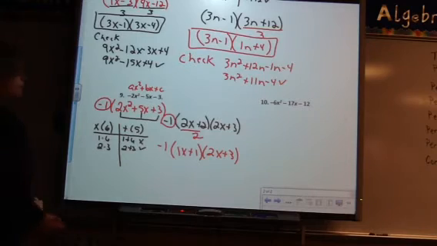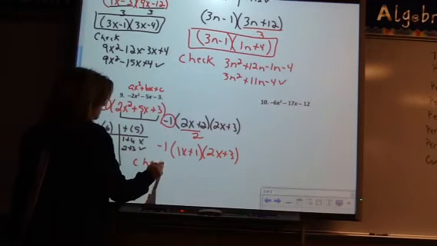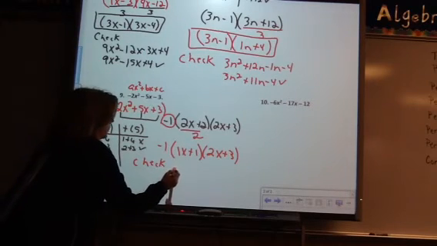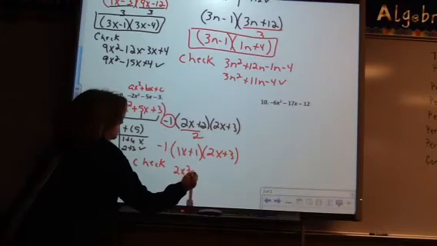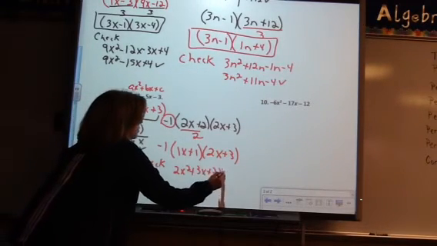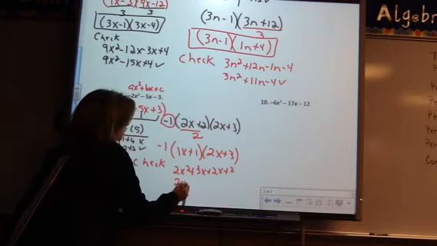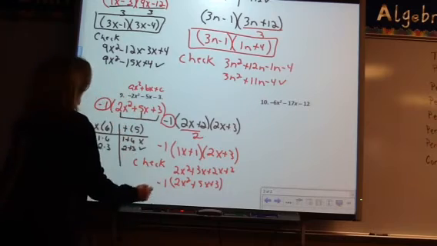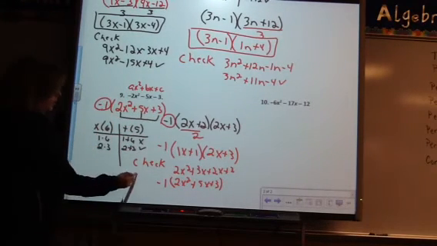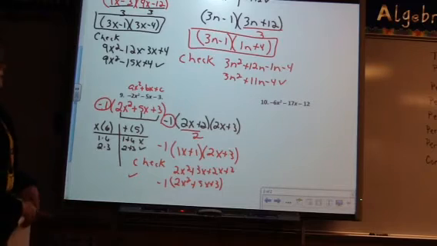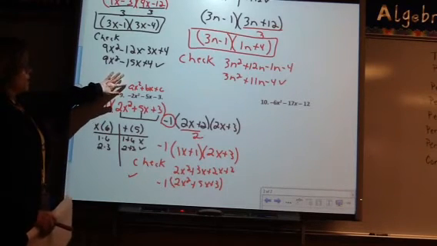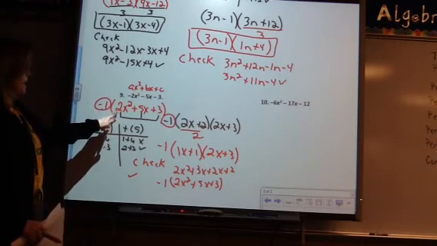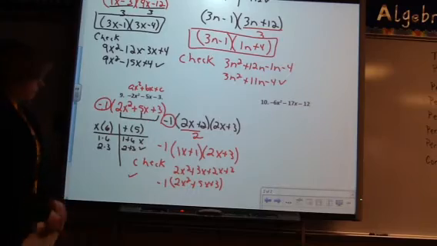Okay? So, let's check this. When you check it, leave the -1 alone, and let's do our FOIL. So we have 2x squared plus 3x plus 2x plus 3. So we have 2x squared plus 5x plus 3. And then bring down that -1, and we're right back to this one right here. So it checks out. So the only difference when your coefficient A, or your leading coefficient, is negative, you got to do the opposite. Pull out that -1, and then each term inside that trinomial goes to its opposite.